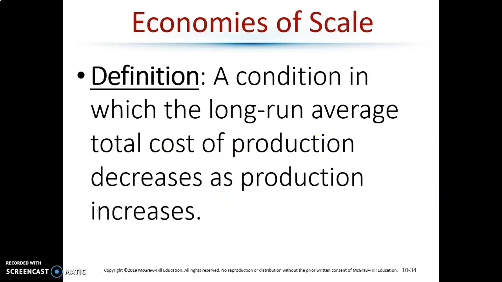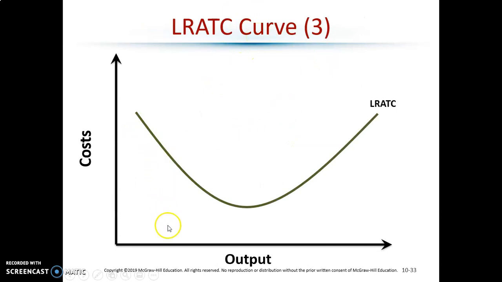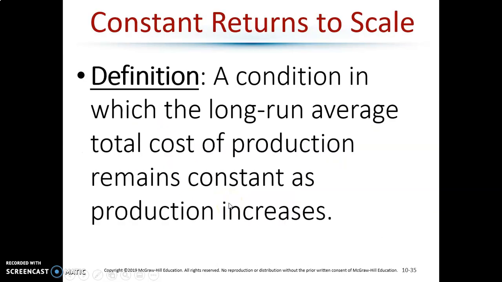So defining what I mean by economies of scale: a condition in which the long run average total cost of production decreases as production increases. This is when you have economies of scale, meaning as your output increases, your average total cost is going down. Want to make another unit here, your average total cost gets even lower and lower and lower. You have economies of scale here.